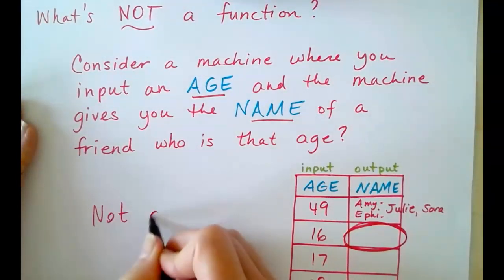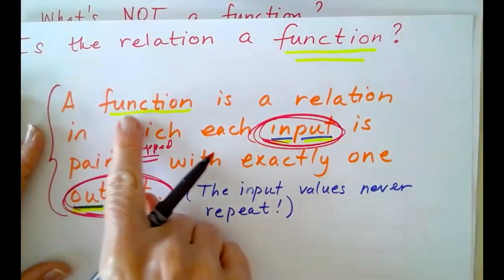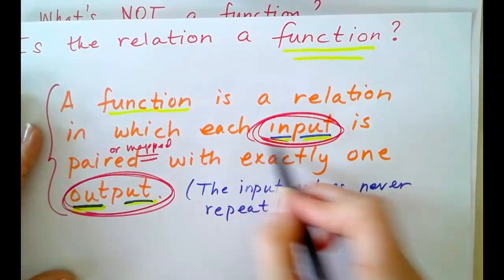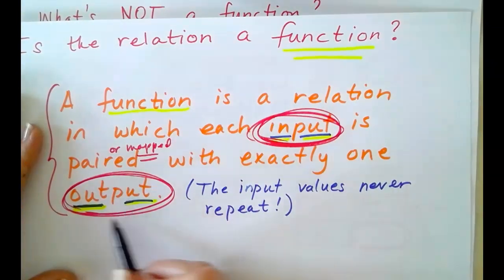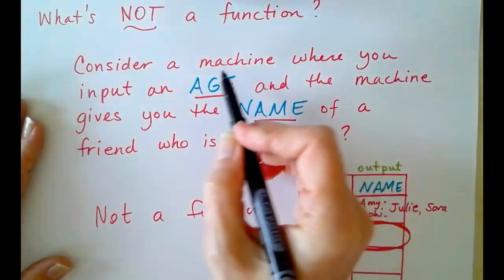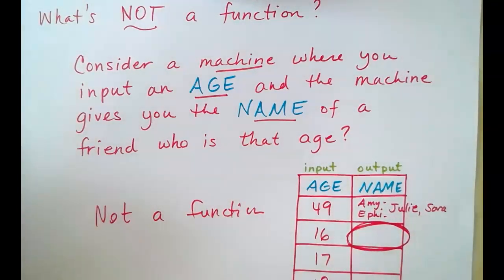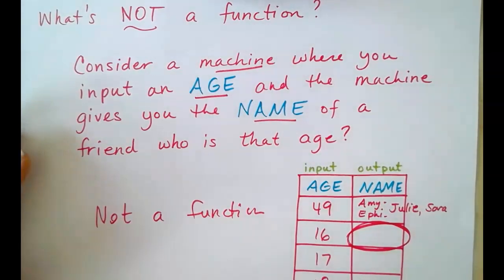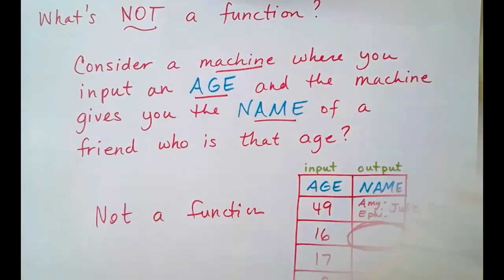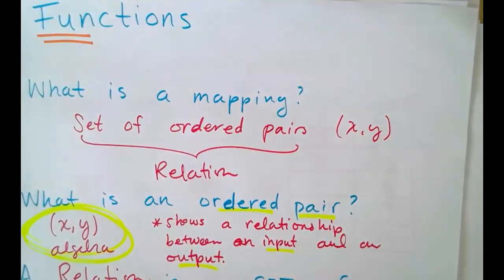No, not a function. It can't be a function because a function is a relation in which each input is paired with exactly one output. And this age machine, this machine where we're inputting an age and getting a name, is definitely going to take us to places that is definitely not a function. So what is a function? What's not a function? What is a relation? What is a mapping? That is the very beginnings of chapter 3.